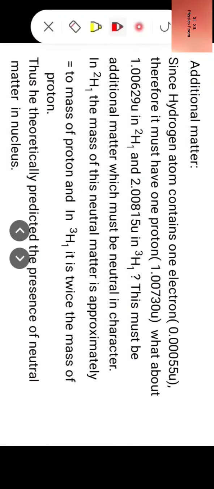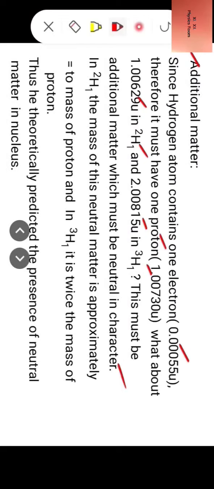Now let us talk of additional matter. Since hydrogen atom contains one electron with mass 0.00055 units, therefore it must have one proton with mass 1.00730 units. And what about 1.00629 units in 2H1 and 2.00815 units in 3H1? This must be additional matter which must be neutral in character.